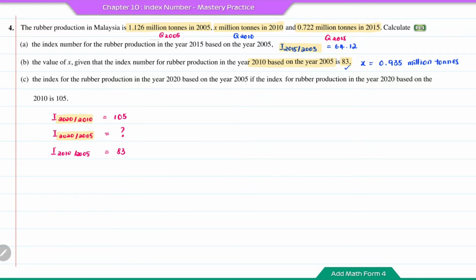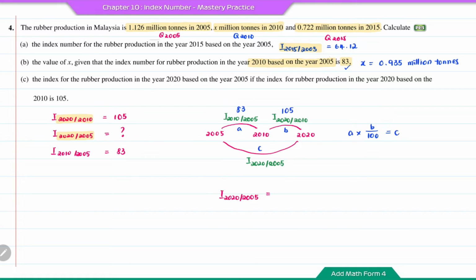Now we're going to arrange the 3 different years in ascending order. So it will start from the year 2005, followed by 2010 and 2020. Now we can label the information into the SMART formula here. To find the index number in the year 2020 based on 2005, it will be 83 times 105 over 100. The answer will be 87.15.